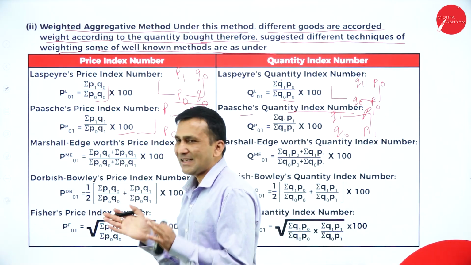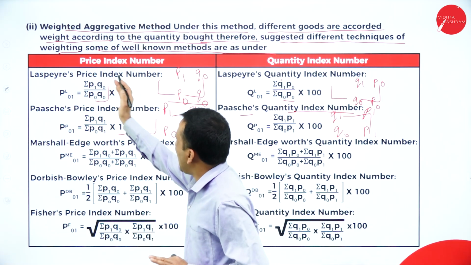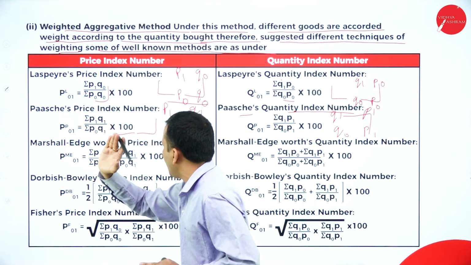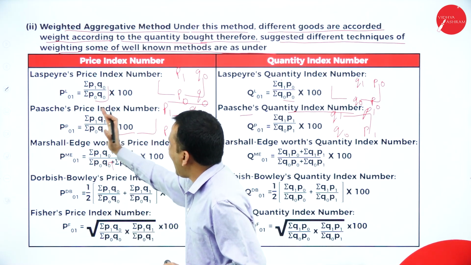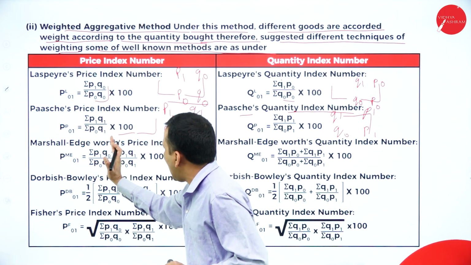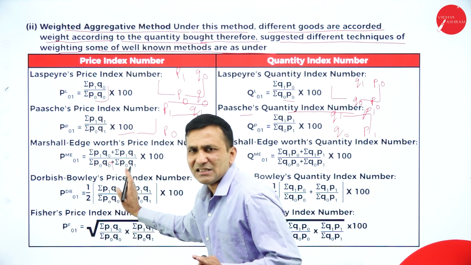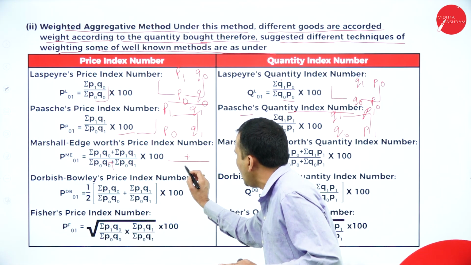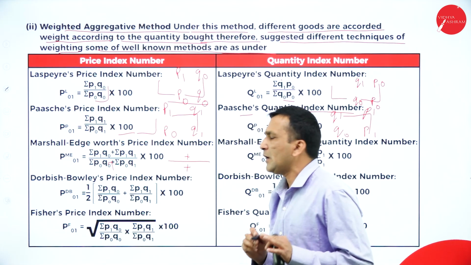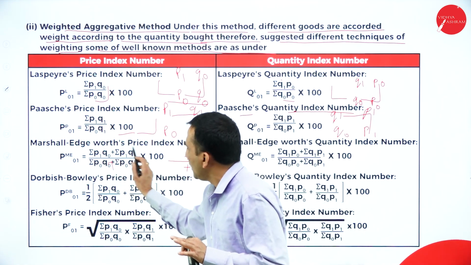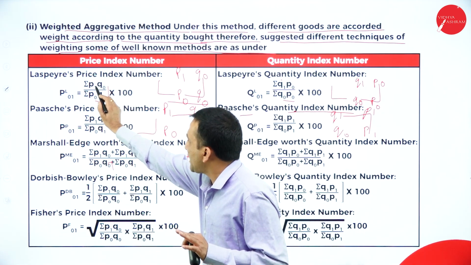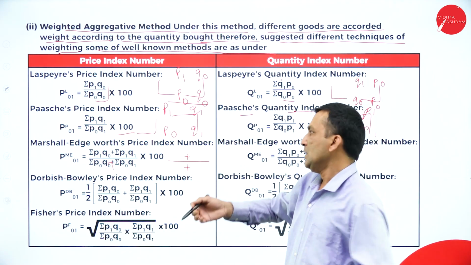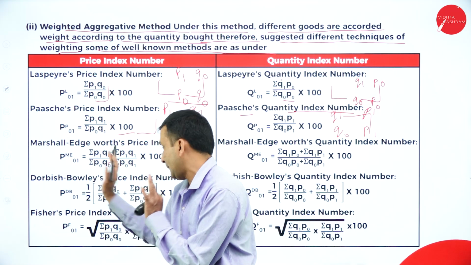So Marshall Edgeworth, nothing, the same thing. Whatever last price is there, as it is we are writing, and whatever Paasche's we did, as it is we are writing. There is no difference. There is one straight line, and you have to take a plus in the numerator and divide also by plus only. Very simple to remember. So the last price basis and the Paasche basis, all the formulas are completely dependent on these. So I hope it is clear.